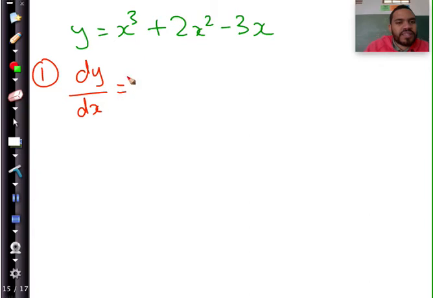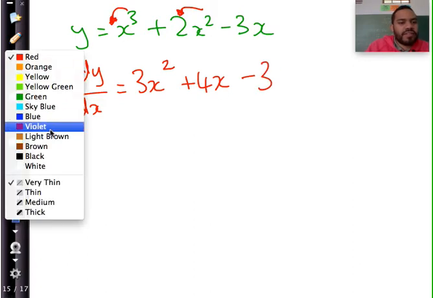Step number 1 for finding the turning points is you find the, which is what? dy by dx. Kayla, what's this going to be? Give me the derivative, please. 3x to the power of 2, because you minus 1 from there. Next one, positive 4 to the power of 1. And then this, you still have something here. There's a 1 there. And that's it, right? Very good.